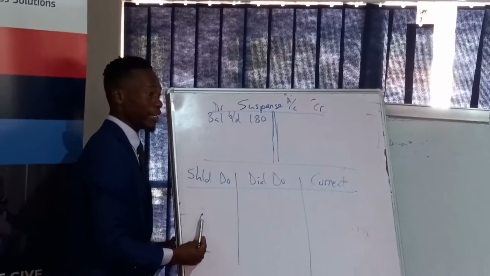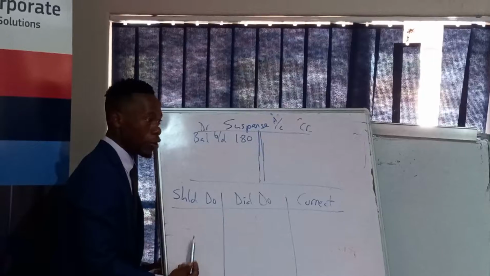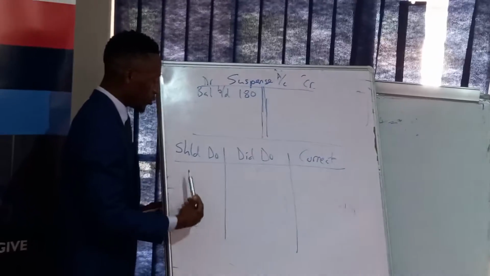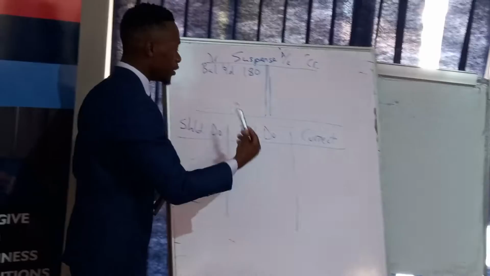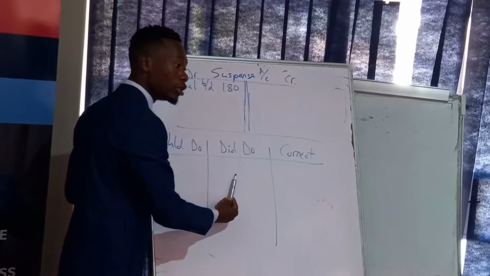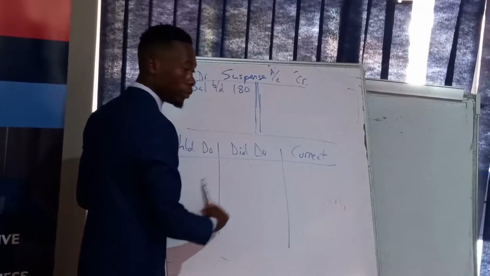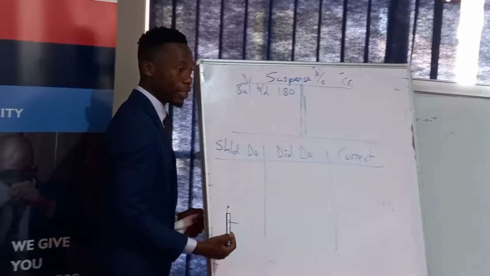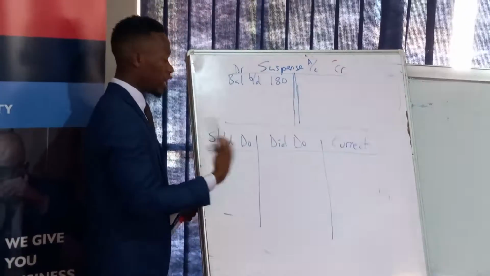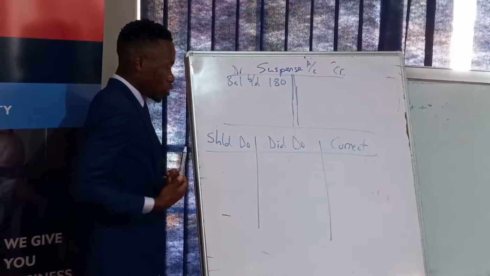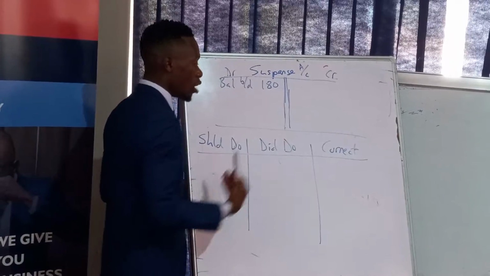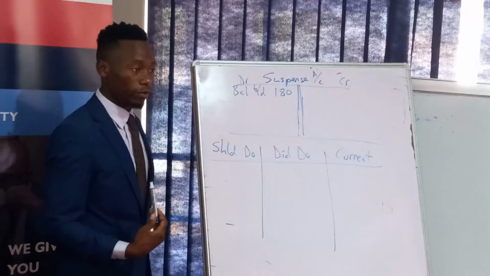So on should do, we are saying, what was I supposed to do? Did you do? What did you actually do? Then we compare, we correct. You understand? Should you do? What was I supposed to do? What did I actually do? What about on correction? You follow.